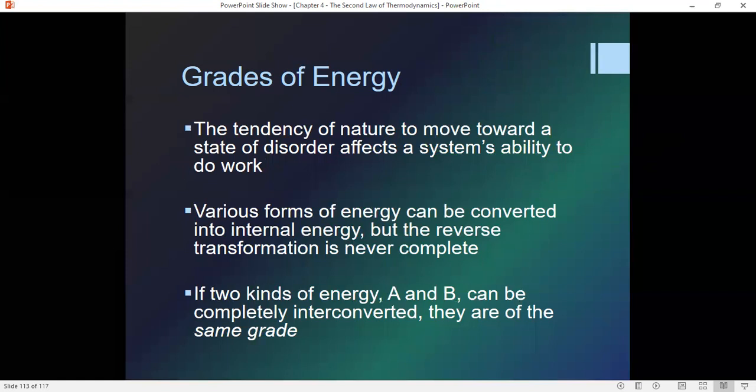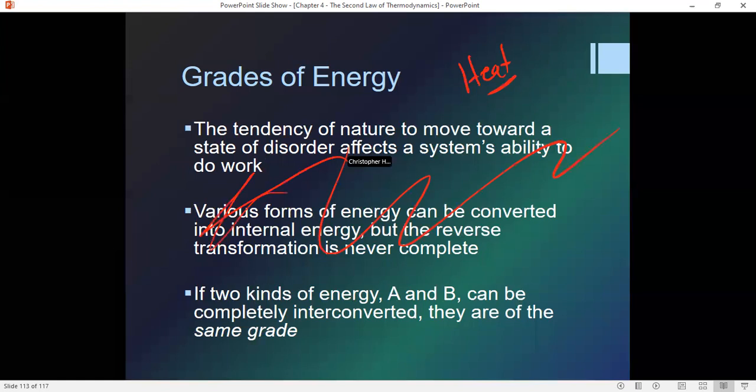If instead I have heat, just heat sitting there, unless I have a hot reservoir and a cold reservoir where the heat can go someplace, I'm not going to be able to do anything with that heat. All right. Let's say the heat is distributed evenly all over the room.